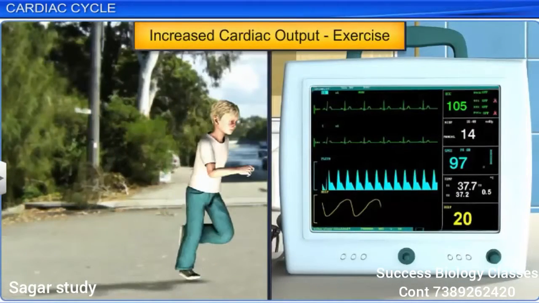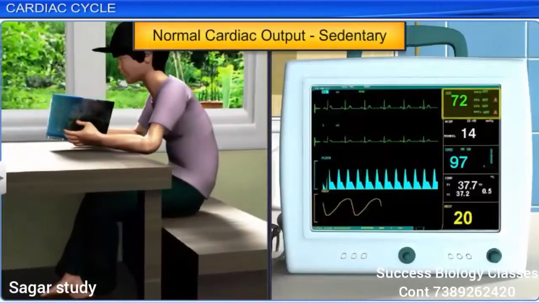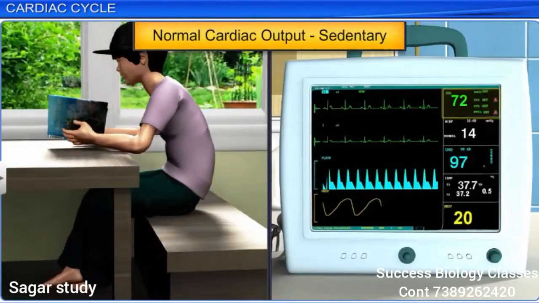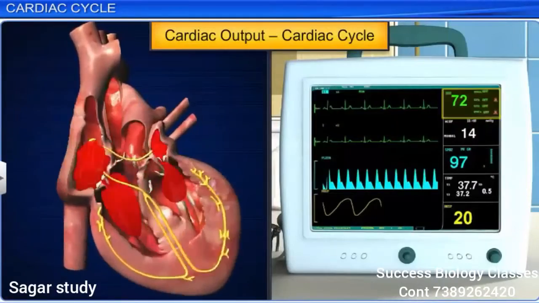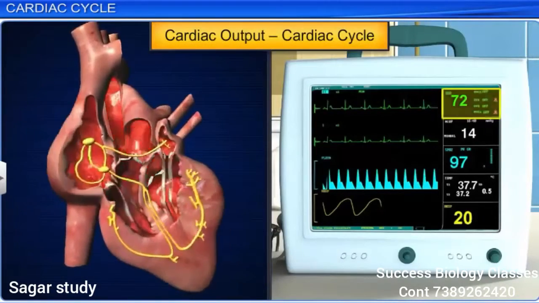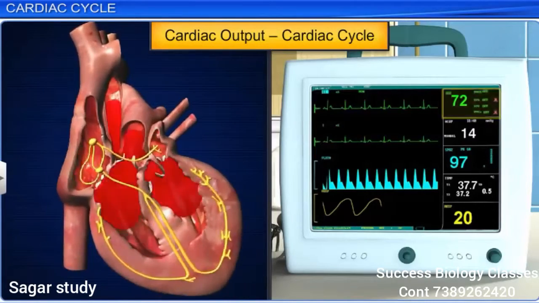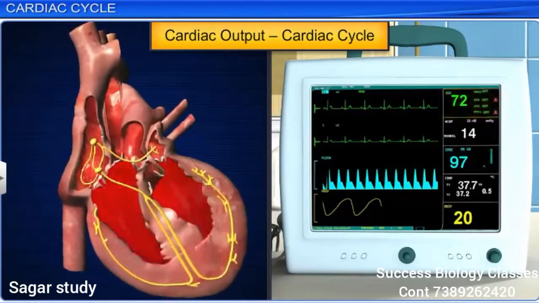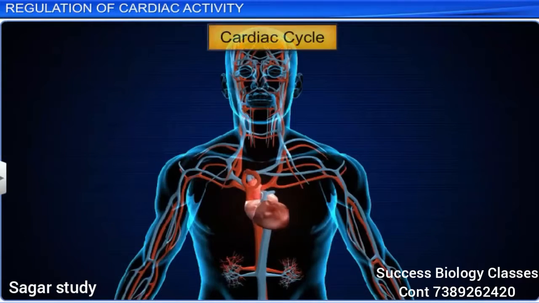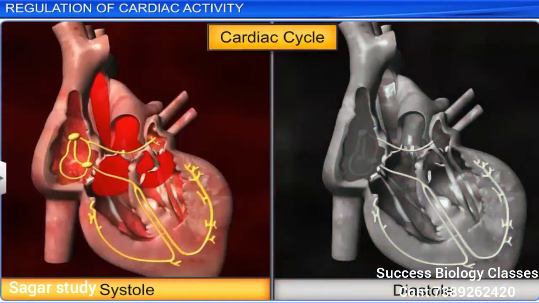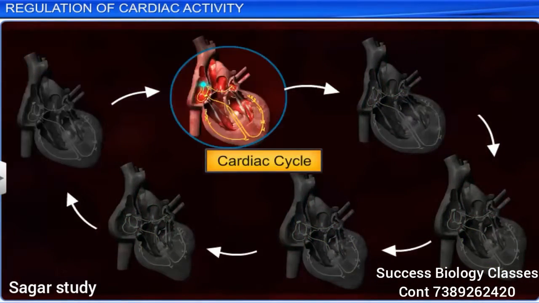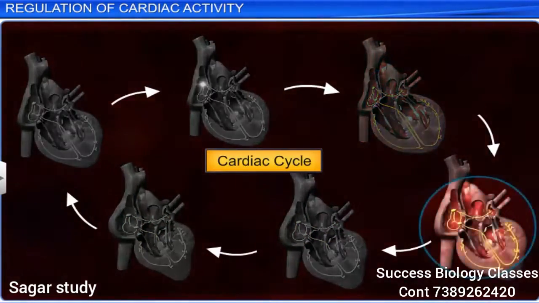In a healthy individual, the cardiac output is 5 liters per minute. But our body has the ability to increase cardiac output by 4 to 5 times during exercise and decrease it to return to normal at rest. Thus, the body can vary the cardiac output by controlling the cardiac cycle, which is driven by the transmission of action potentials. The cardiac cycle involves systole and diastole and is carried out automatically through nodal tissues of the heart.